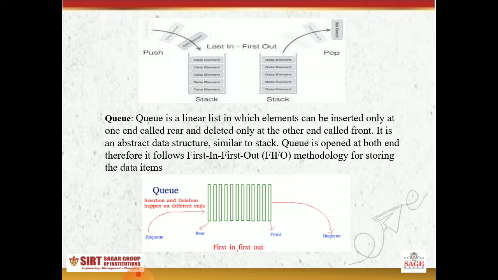Now the next data structure is queue. Queue is a linear list in which elements can be inserted only at one end, called the rear, and deleted only at the other end, called the front. It is an abstract data structure similar to stack. Queue is open at both ends, therefore it follows the first in first out methodology for storing the data items. This is the example of queue.